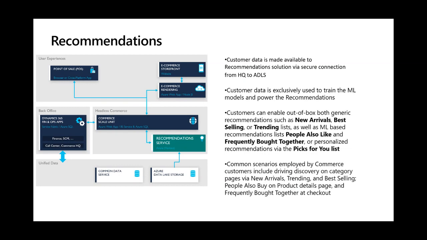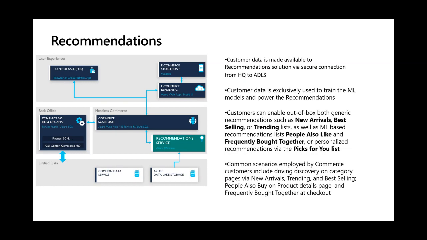Now, we ship with a few out-of-box generic recommendation lists. These are things like new arrivals, best-selling or trending lists. So they're curated lists that recommendations knows how to utilize based on metadata of the products themselves. But there's also machine learning-based recommendations lists. And that's things like people also like or frequently bought together.